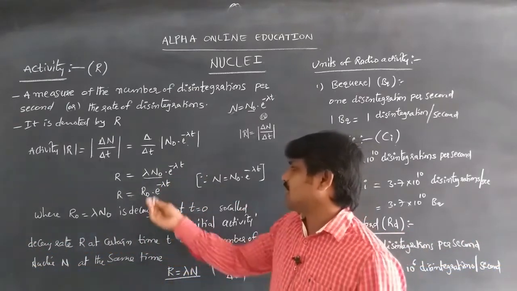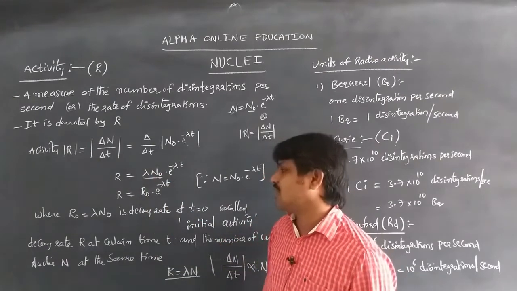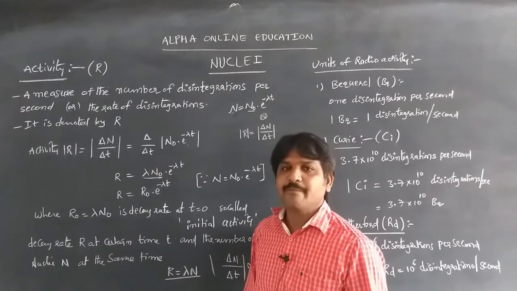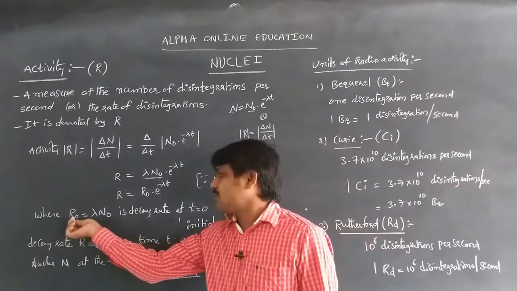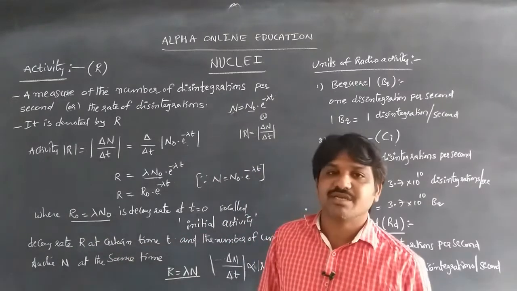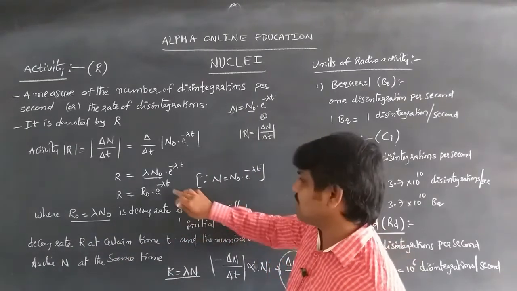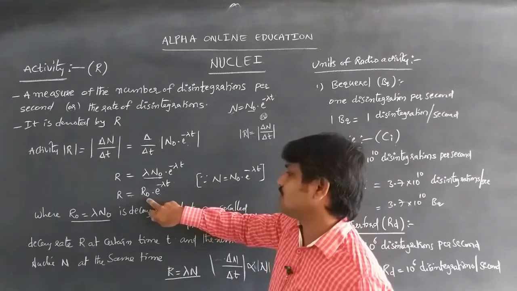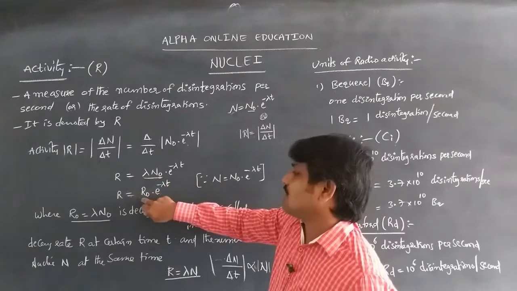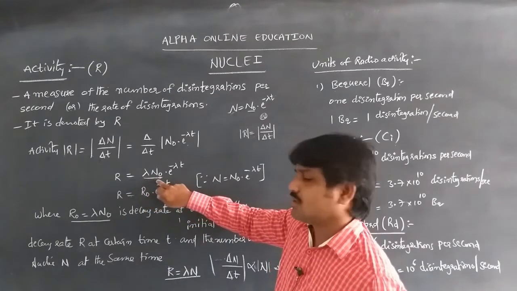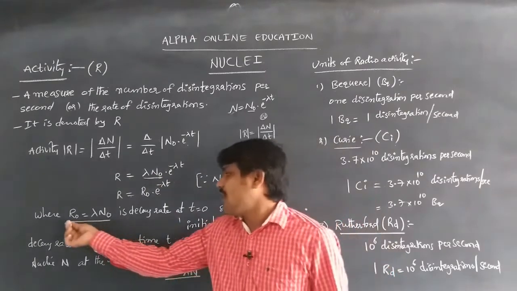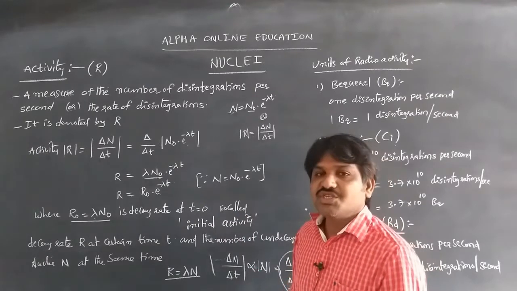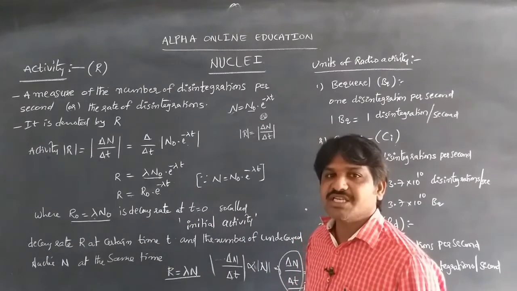From that formula, delta n naught by delta t is R naught, the decay rate. So R naught is equal to lambda n naught, the decay rate at time t equals 0. If we substitute t equals 0, e power 0 is equal to 1, so the decay rate R is equal to R naught. So R naught is equal to lambda n naught. It is also called the initial activity.